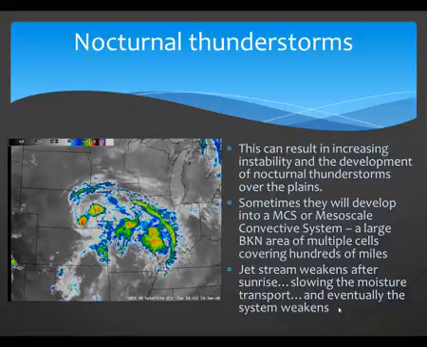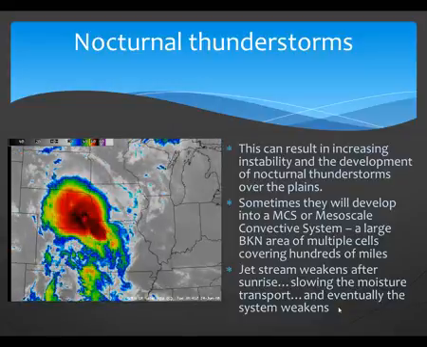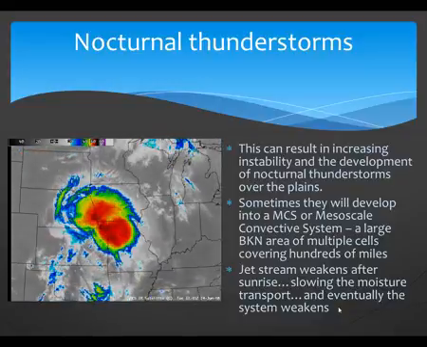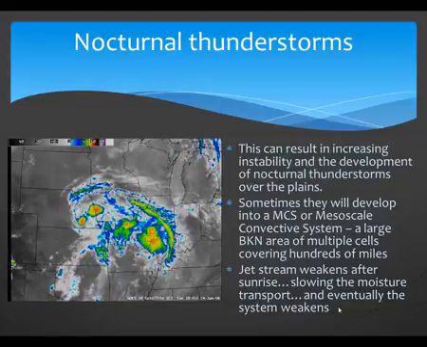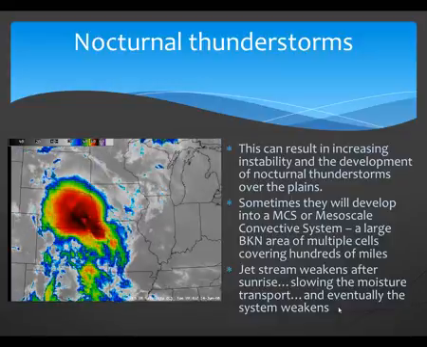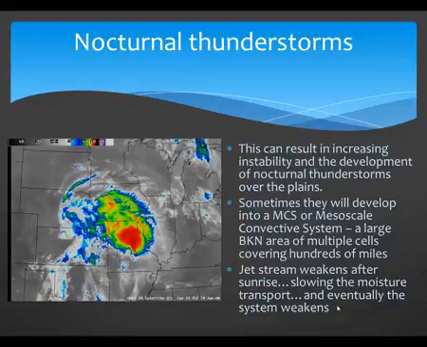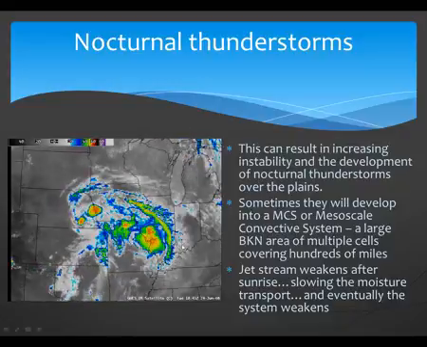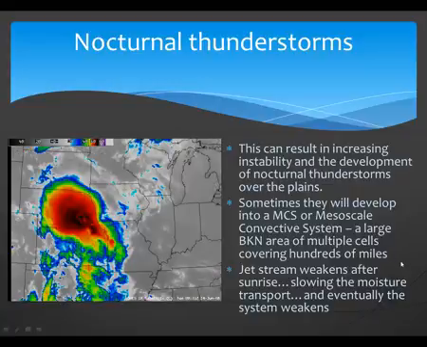Sometimes they will develop into an MCS or mesoscale convective system. This is a large broken area of multiple cells covering hundreds of miles. The jet stream that helps produce these thunderstorms will weaken after sunrise, slowing the moisture transport. So frequently what happens is after the sun comes up, these storms start to dissipate and the whole system weakens.